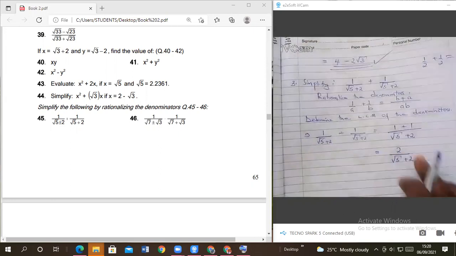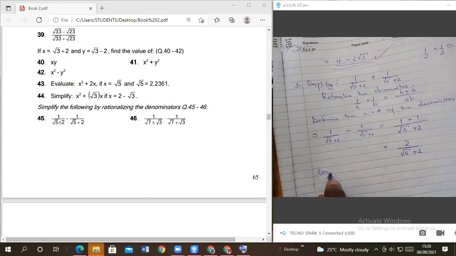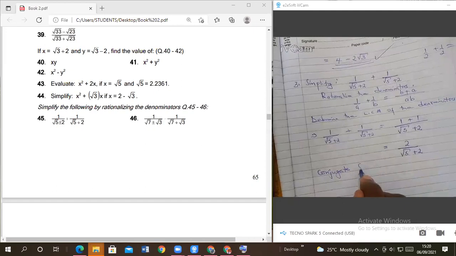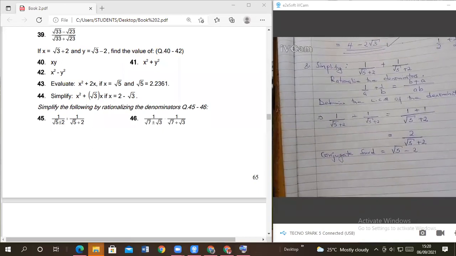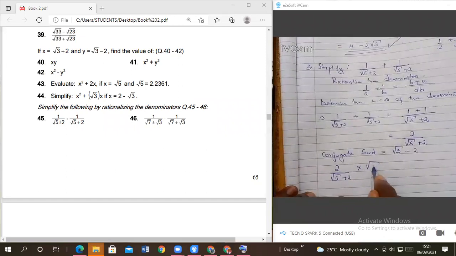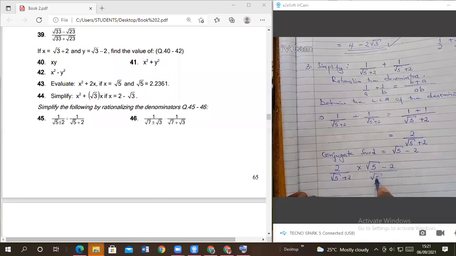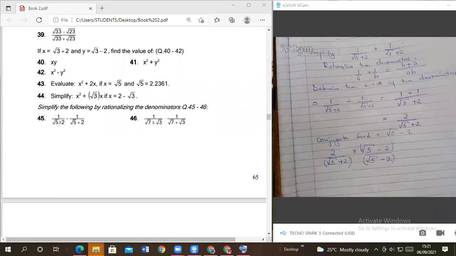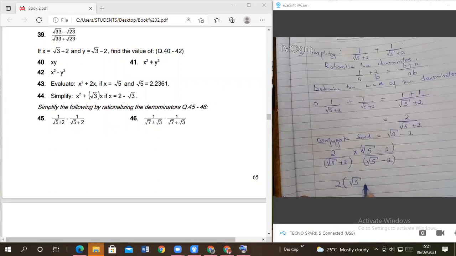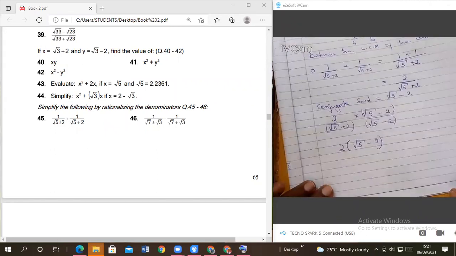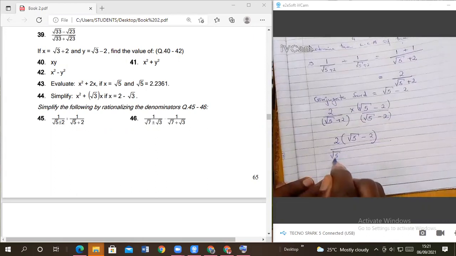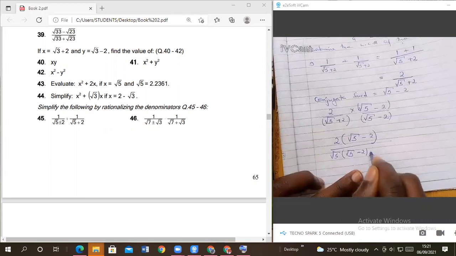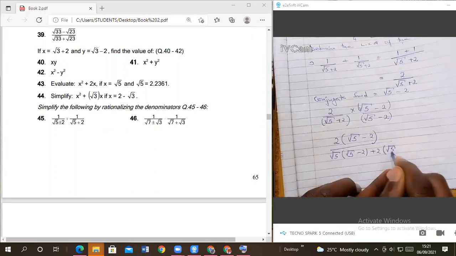Then after here, we get the conjugate. The conjugate surd will be root of 5 minus 2. So we shall have 2 over root of 5 plus 2, times we multiply by the conjugate, which is root of 5 minus 2 over root of 5 minus 2. This is 1, that is 1, that is also another 1. So this one will give us 2 into root of 5 minus 2, not so? Over root of 5 plus 2 into root of 5 minus 2.